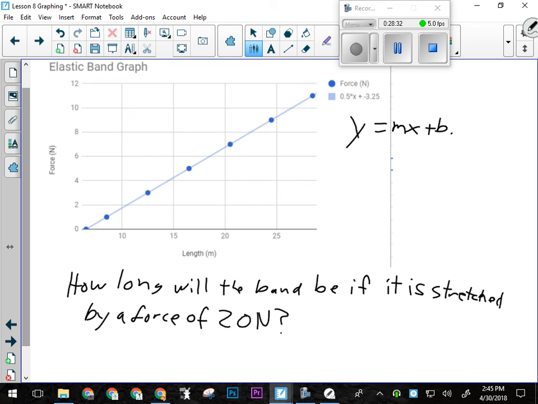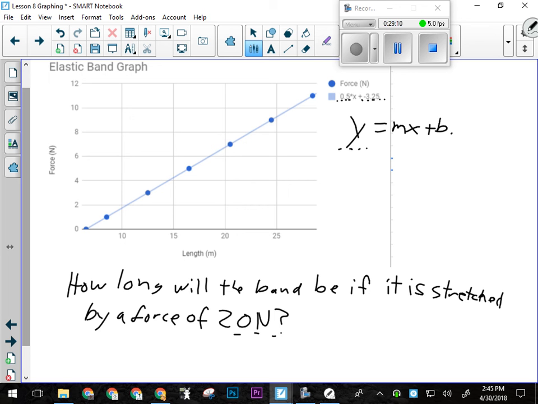Sorry, I should say cm. I must have missed that. So we're looking for how long this thing is going to be. The 20 newtons, is that a y value or an x value? It's a y value, right? It's on the y-axis, that's where force is. So we were told 20 newtons, so here's y. Google Sheets gave us what m is and what b is. So what am I looking for? X, right? Because the length is on the x-axis, and it's asking me to calculate how long the band will be. So I need to manipulate this equation to solve for x because my givens are y, m, and b.